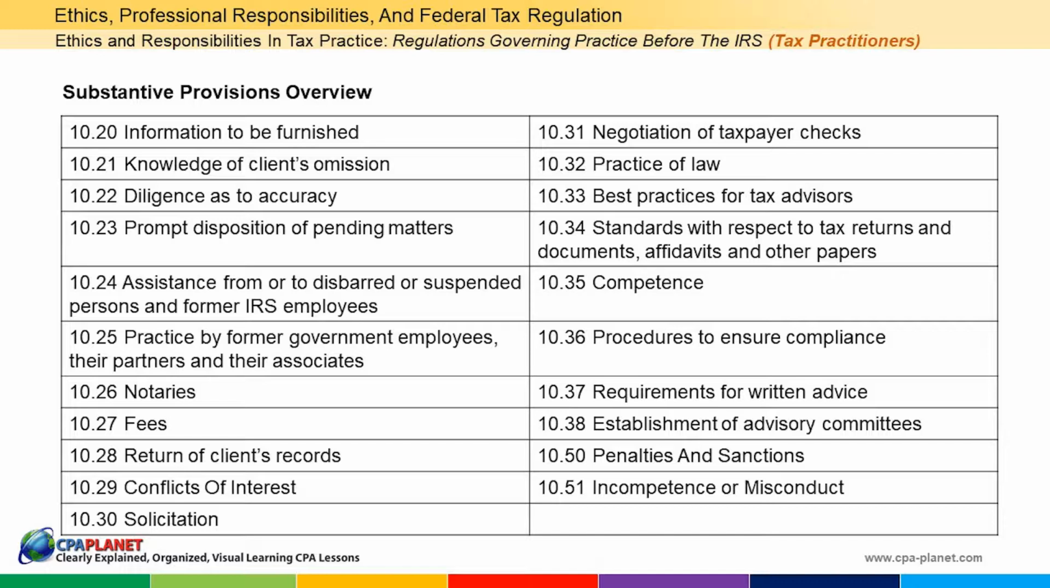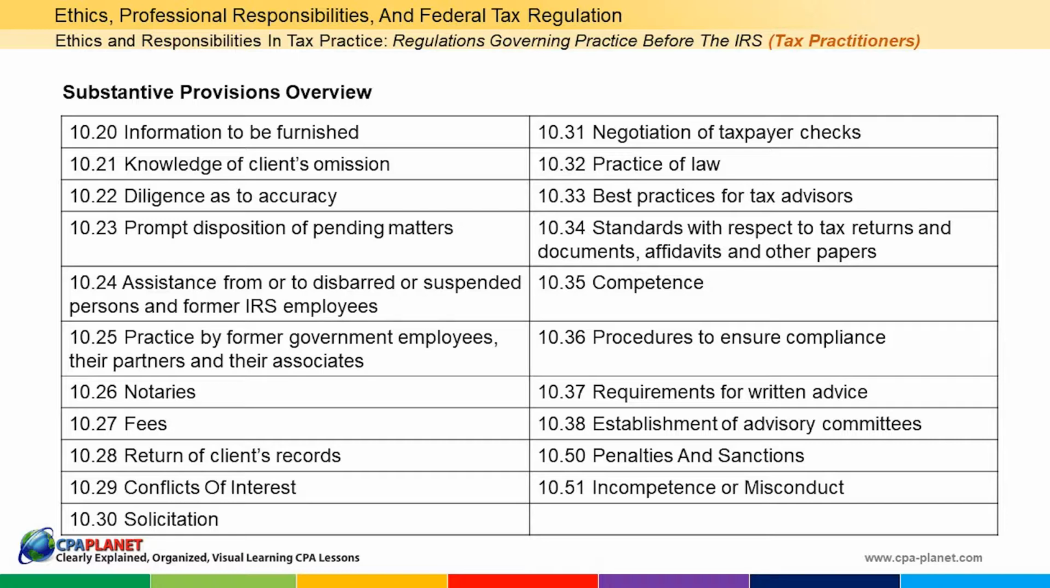So 1020, information to be furnished. 1021, knowledge of a client's omission. 1022, diligence as to accuracy. 1023, prompt disposition of pending matters. 1024, assistance from or to disbarred or suspended persons and former IRS employees. So again, these are all categories we're going to discuss. These are things you need to know about tax practitioners. These are the categories in Circular 230.